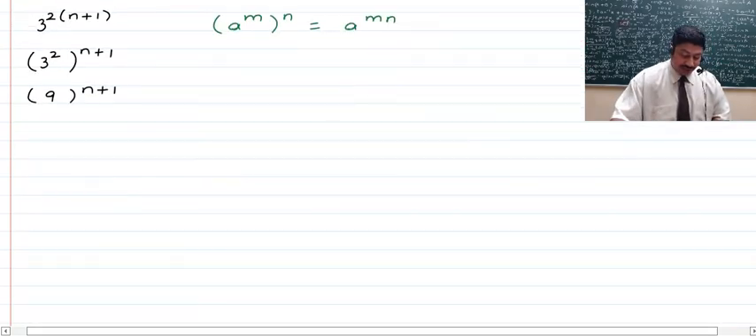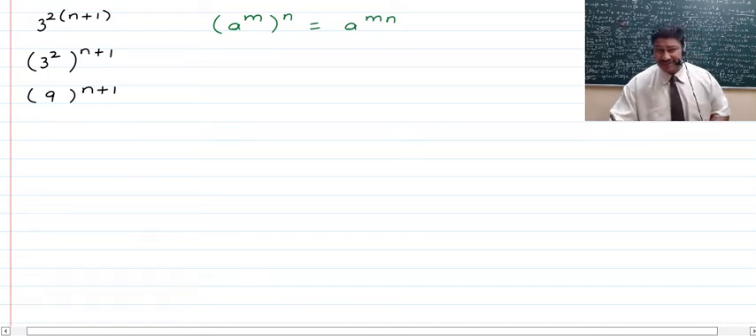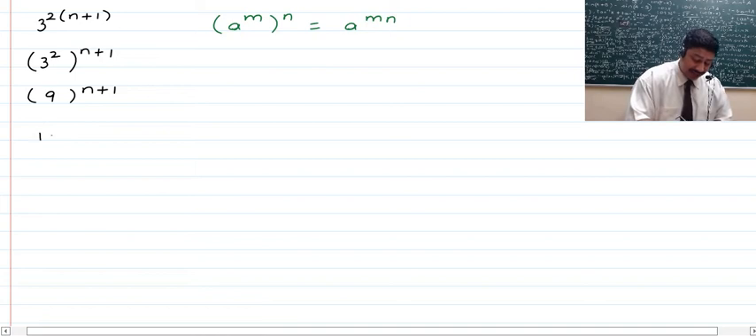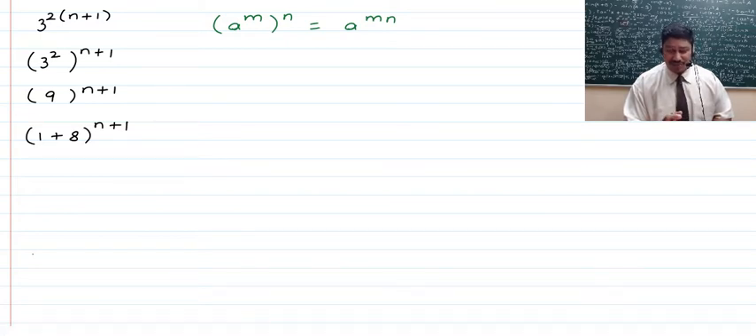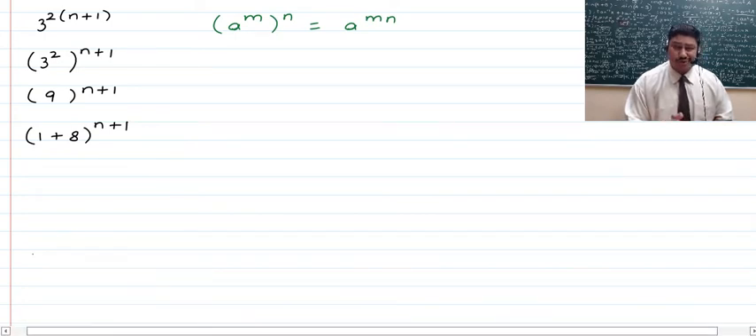So next now children, as we've got to bring 64 somehow, which is 8 square, we can write this as 1 plus 8, which is equal to 9, whole raised to the power n plus 1. Now the benefit is that we've been able to get to 64, that is 8 square is going to become equal to 64. So our task is to get to such a number whose square or cube we have here.